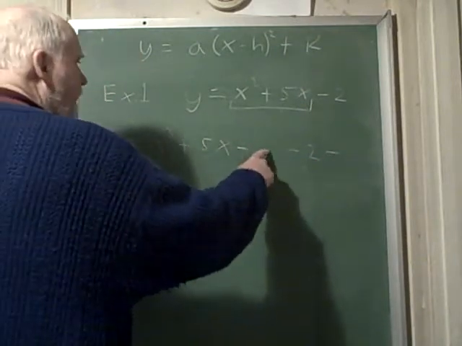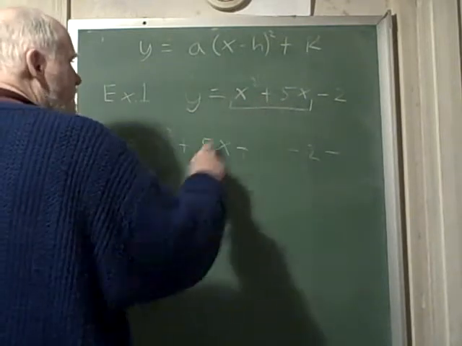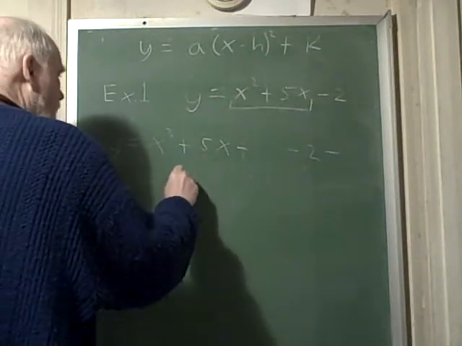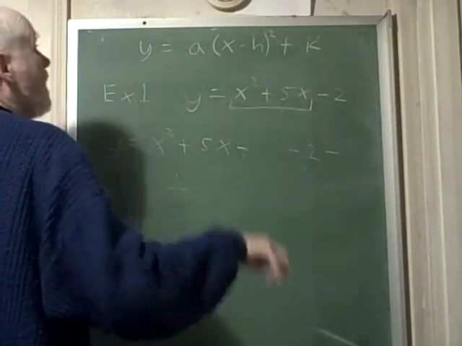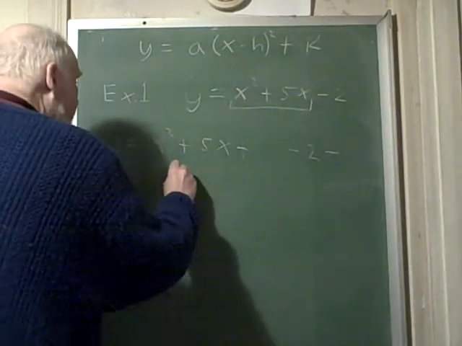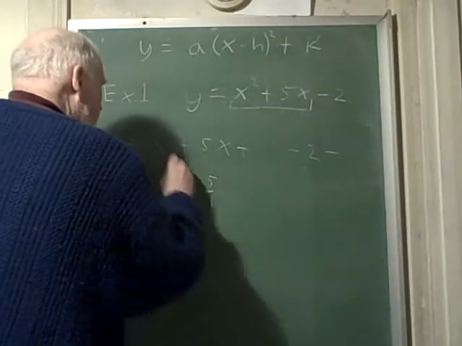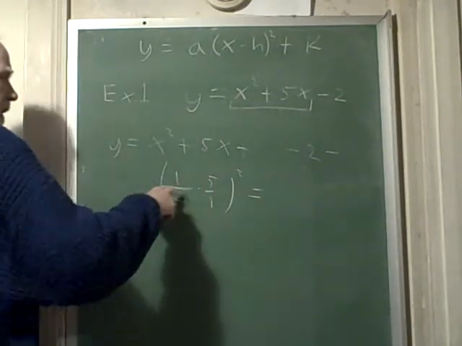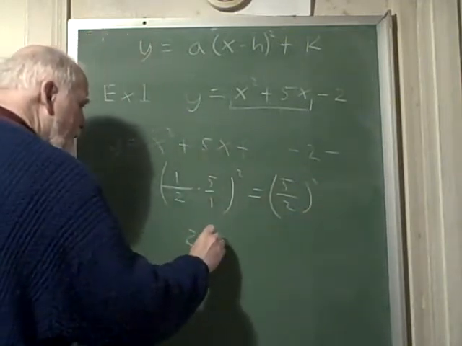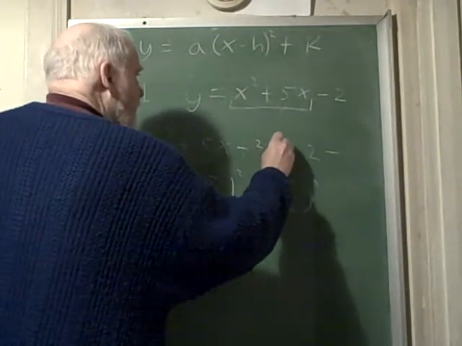Now the number I need right here to make a perfect square trinomial is 1/2 of this number. This is the x coefficient, the coefficient that multiplies x. 1/2 of that, squared. So I want 1/2 times 5 over 1, quantity squared, which gives me 5/2 squared, which of course is 25/4. So the number I need right here is 25 over 4.